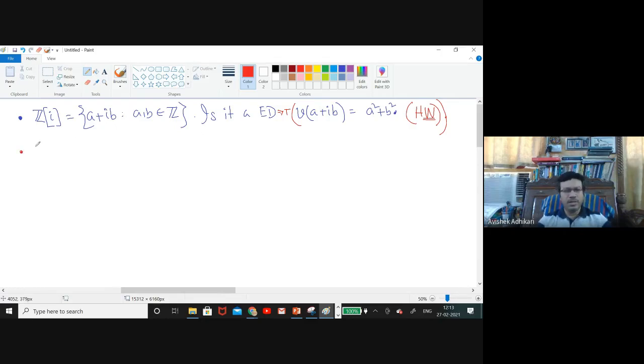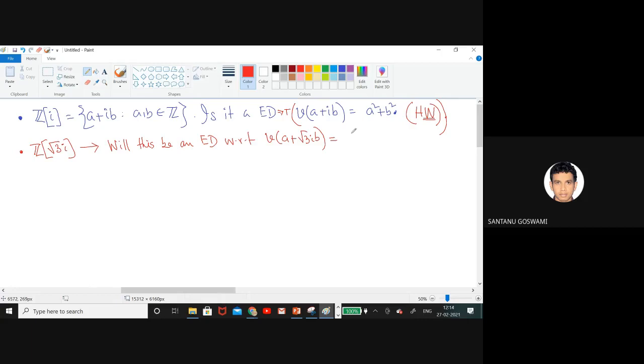Now if I make a simple twist of this, if I have root 3 i, will this be a Euclidean domain? With respect to this, you need to have the valuation function. Here the elements will look like A plus root 3 iB. So what would your valuation function be? What should you expect the valuation function to be? Maybe the modulus of that number.